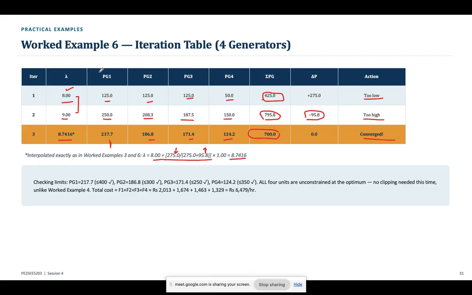The total cost calculation is the final verification. We evaluate each generator's cost function at its assigned output and add the 4 hourly costs to obtain approximately, here it is, you can see. Here you have these hourly cost values, and the total cost in rupees is here. Total cost per hour of generation is 6479. This gives us 2 different outputs from the optimization.